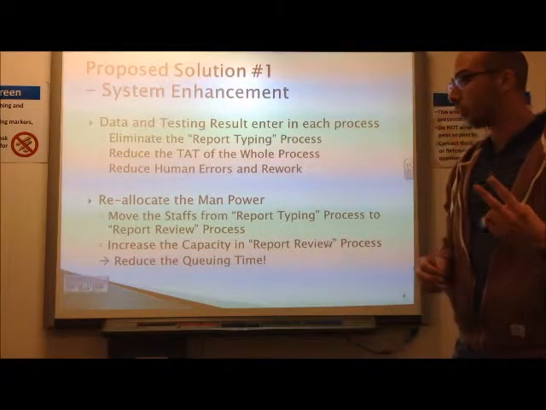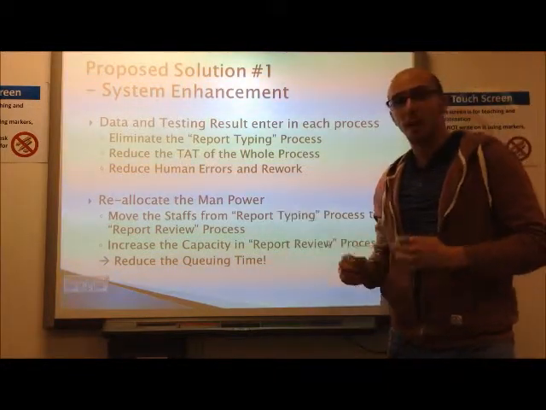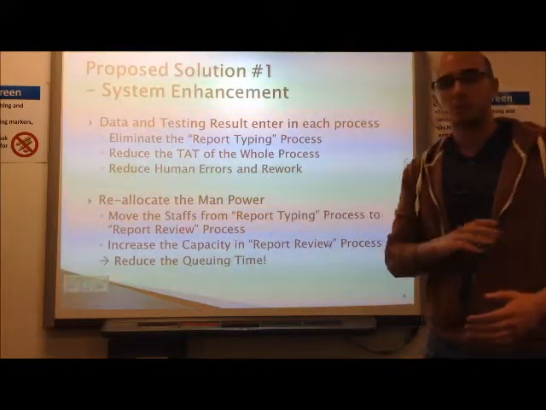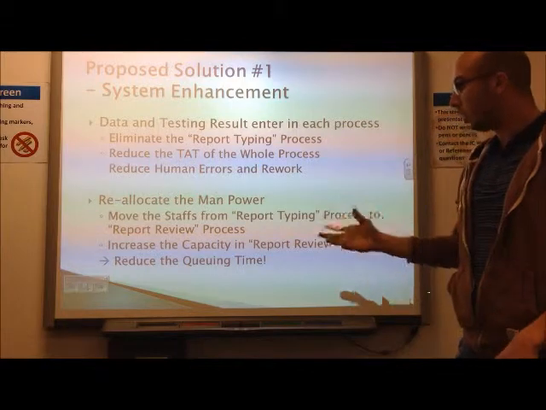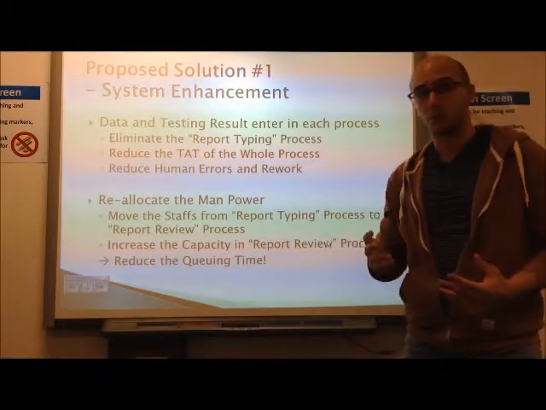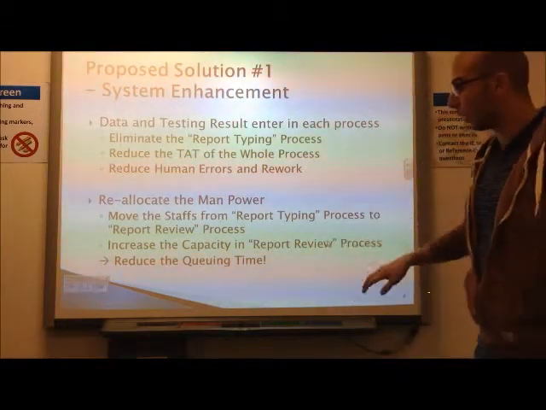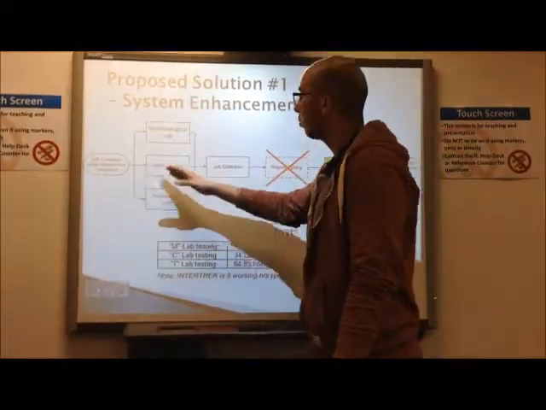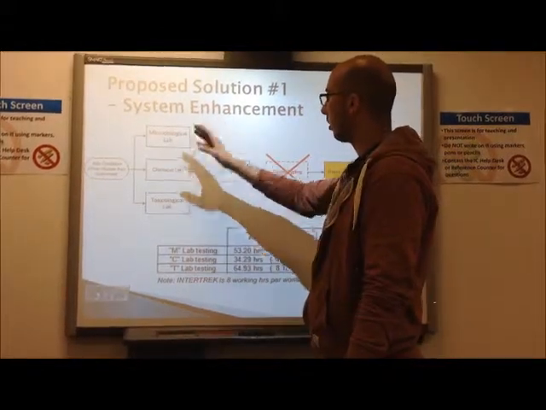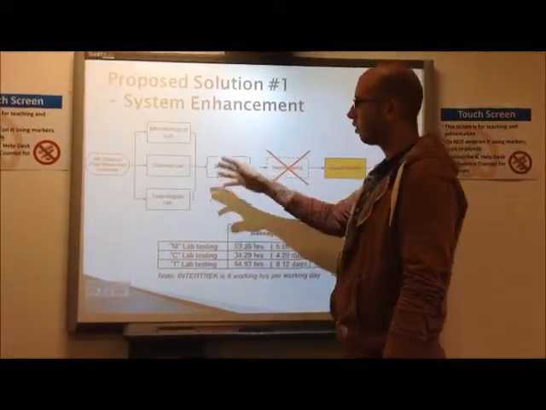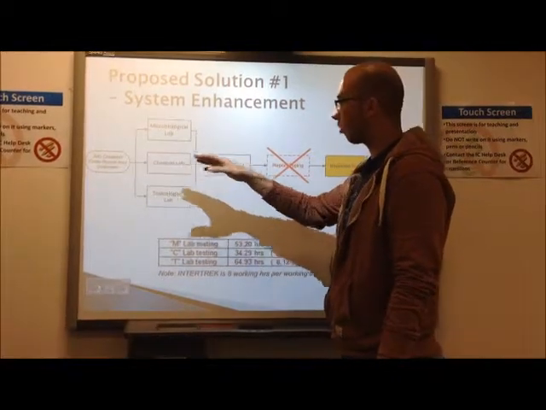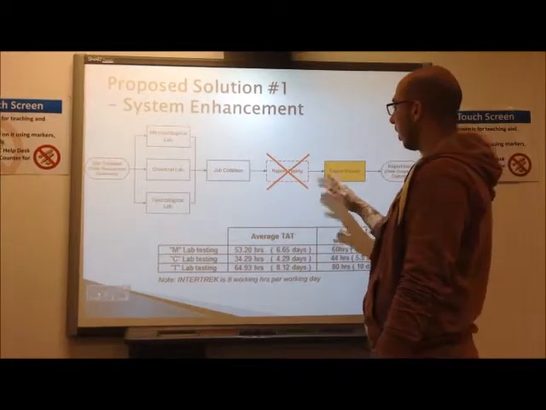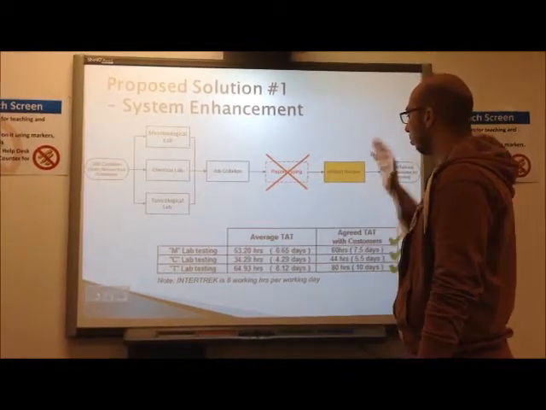The second change that we need is to reallocate the manpower, from the report typing to the report review. What it will do is increase the capacity of the report review and thus reduce the queuing time. So to enhance the system, employees have to update the status of the job at each process. The report is now generated through the entire process. Report typing is cancelled, and we move workers from this stage to the report review.